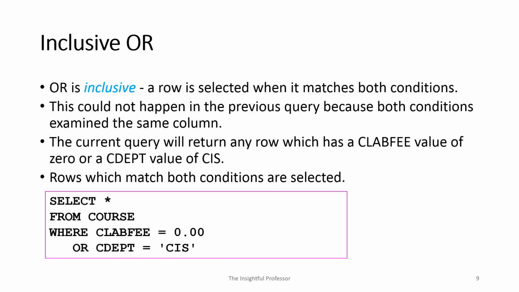Now, notice that in some of the earlier queries, it was not possible for a row to satisfy both conditions, or in the last case, all 4 conditions, because the same column was being examined with an equality condition. So in this case, we're testing 2 different columns, and even though we're using the equality operator, lab fee is equal to 0, department is equal to CIS, it is possible for a row to satisfy both conditions. Okay, and we're saying or, we only need 1, but both could be true. And I think we've seen basically how this works, so I'll just move ahead.